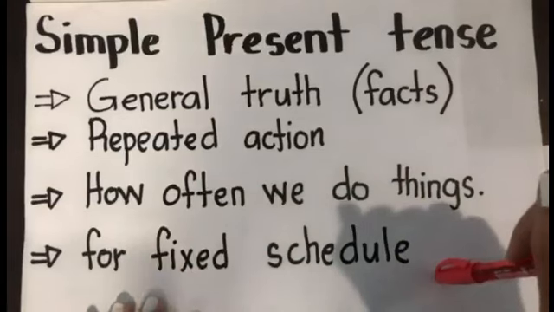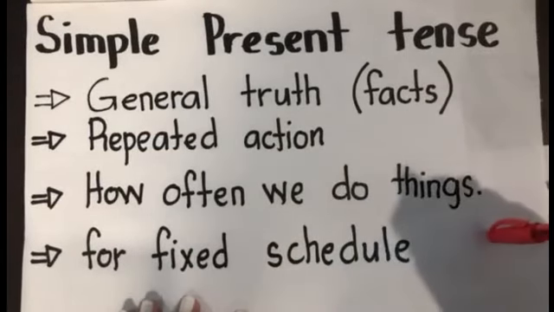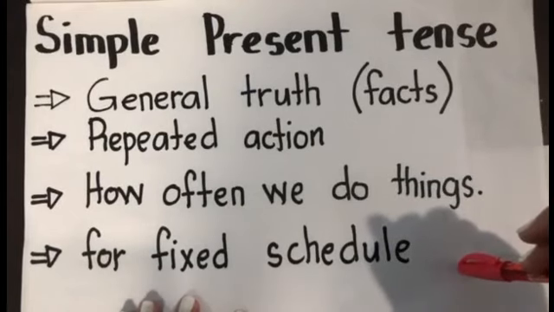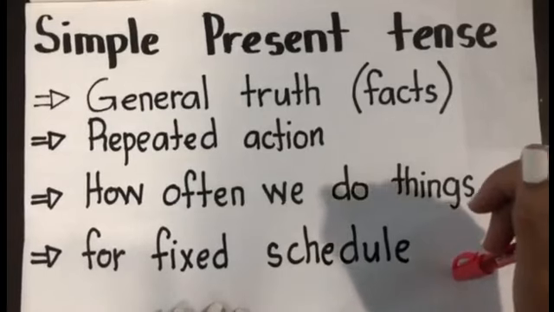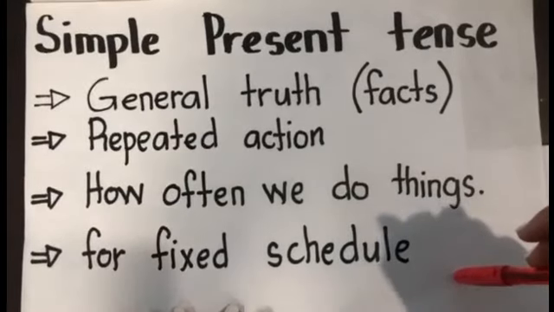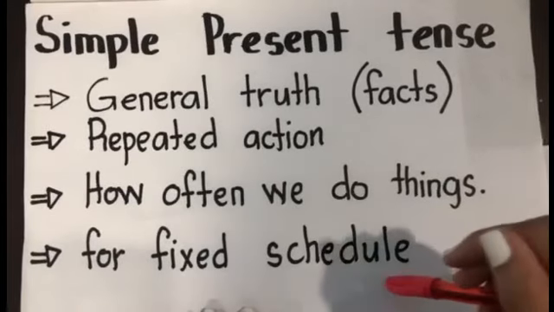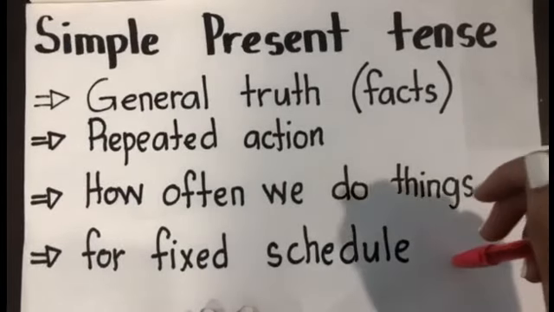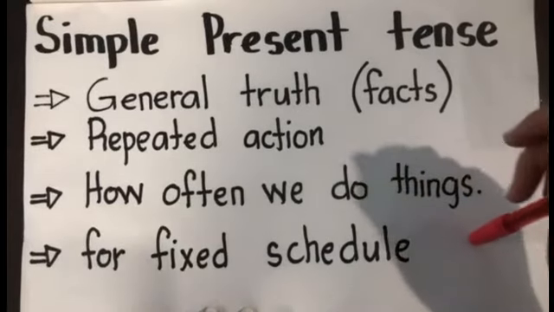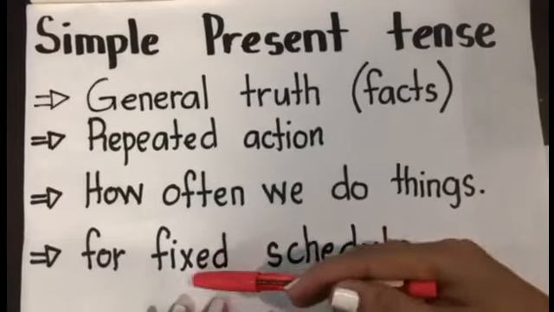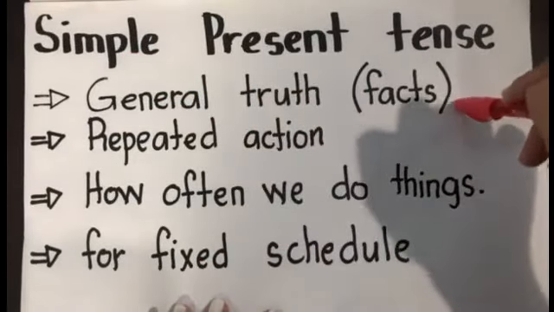This means about your schedule, like when you go to work, this is your schedule. Or about public transportation. When we say public transportation, it's from the government, like bus, train, ship, and planes. Those are public transportation. So when we talk about their schedule, we use the simple present tense.